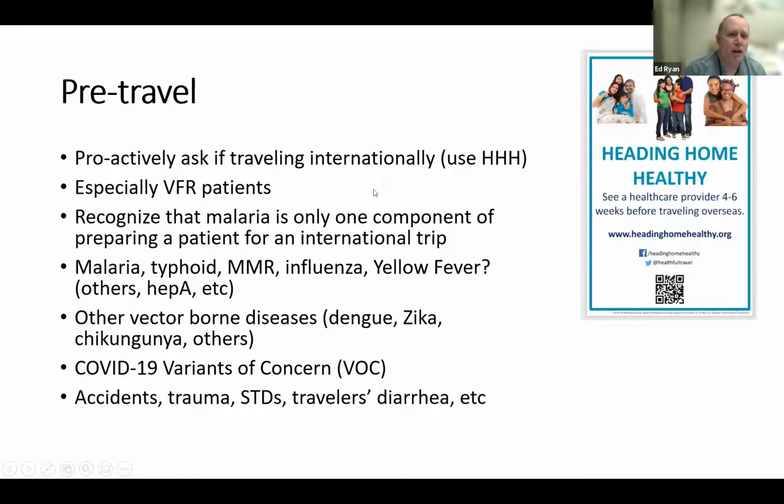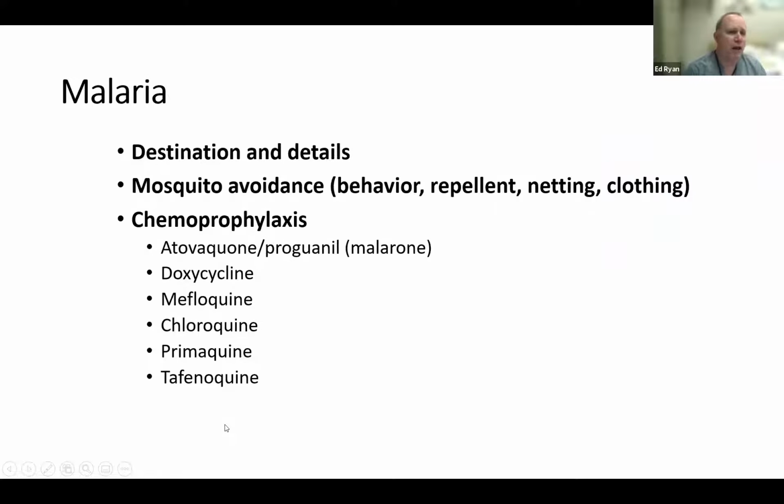So be proactive: either ask if there is any upcoming international trip, or have different posters in your waiting room. The Heading Home Healthy website, which I'm going to refer to repetitively today, you can just go to your phone and put in Heading Home Healthy, and you'll reach the webpage. There are all different resources there. It's all free and supported by the CDC. There are posters in multiple languages that you can put up in your clinic and waiting room. And recognize that malaria is only one thing we have to worry about when prepping someone for international travel. All these other things also have to be part of that encounter.